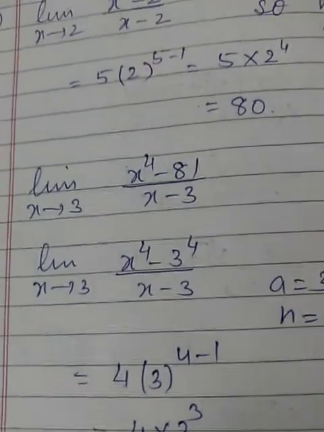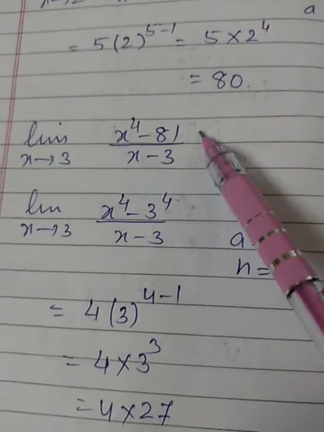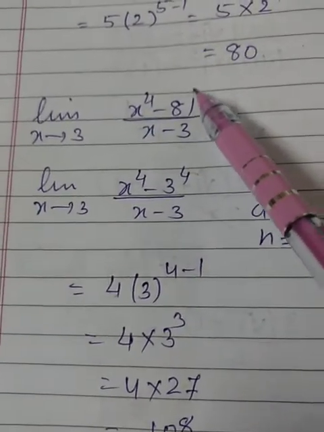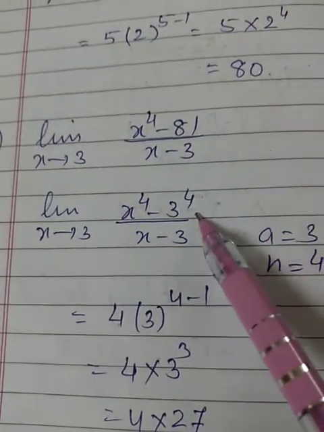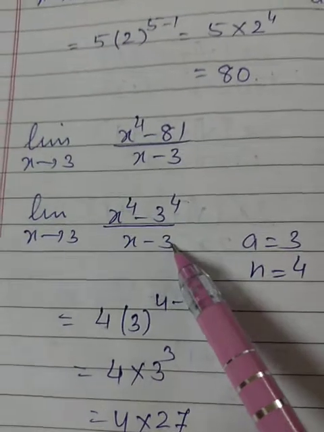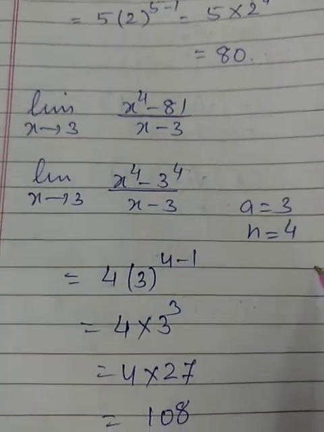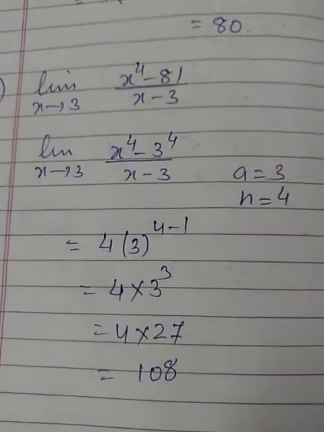Let us take one more example. Now, in this case, we are not given direct values, but we reduce this. See what we are getting: 81, we make it 3 to the power 4, and this is x minus 3. Now again we compare this with the standard formula and we substitute the values. See how we have done.